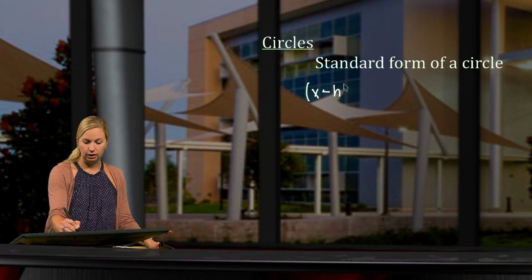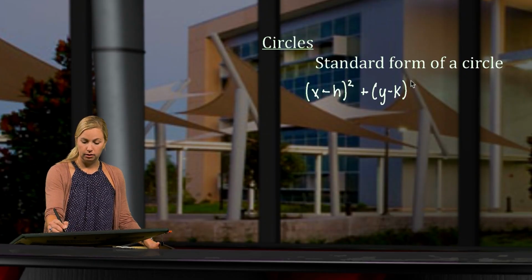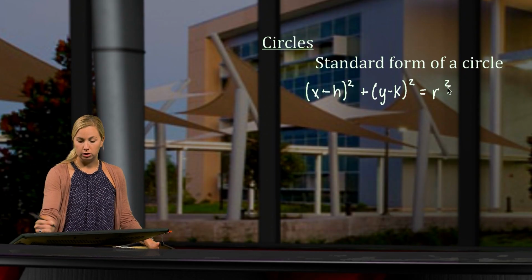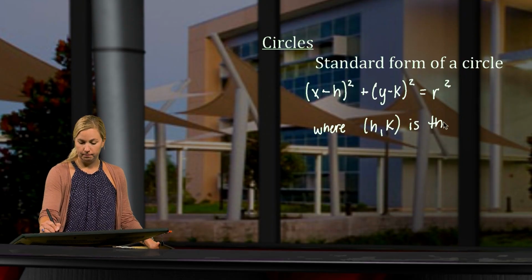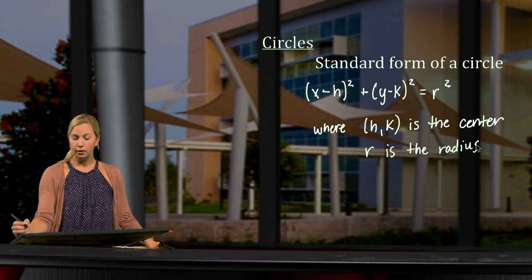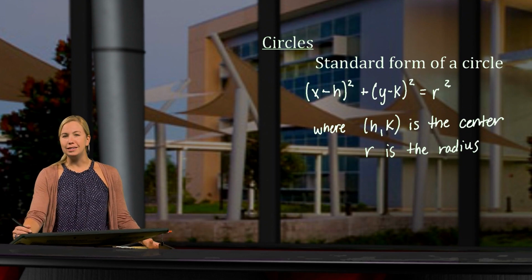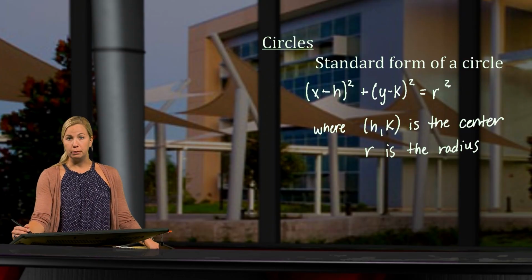The standard form of a circle is (x - h)^2 + (y - k)^2 = r^2, where the point (h, k) is your center and r is the radius. The standard form of the circle makes it very easy to graph a circle because we can tell where the center is and then how far all of our points are going to be out from the center.